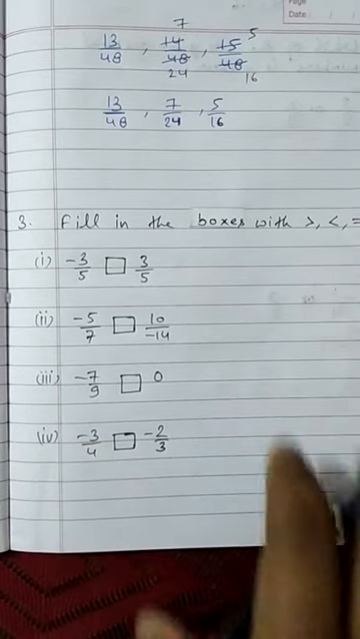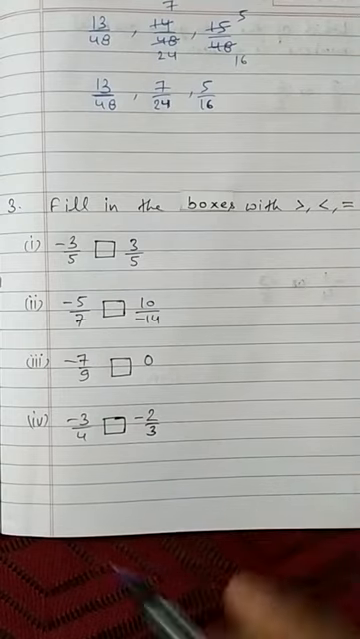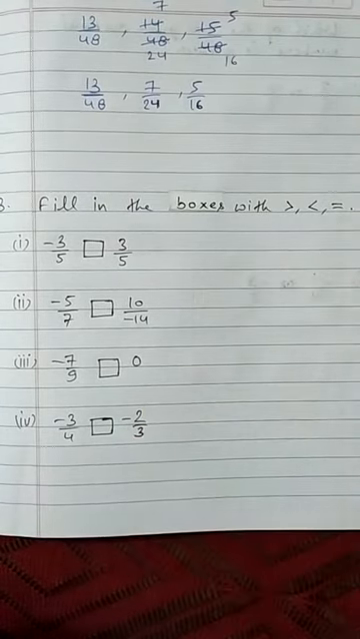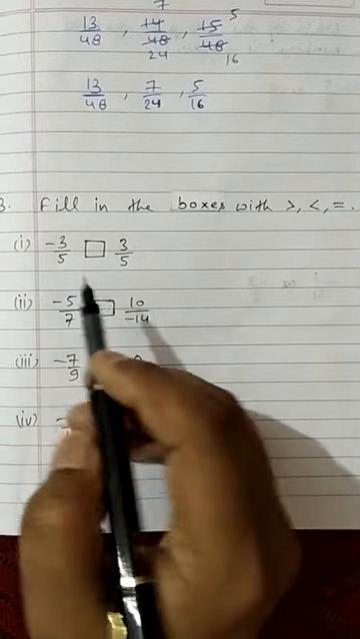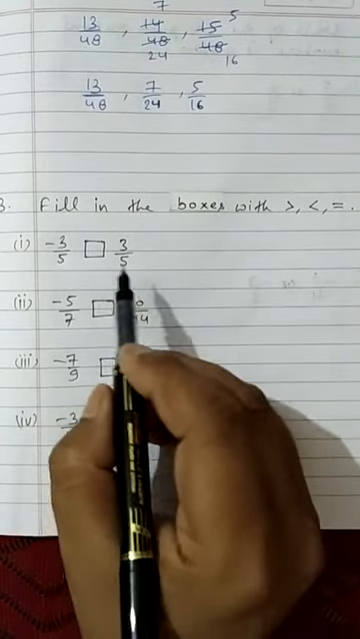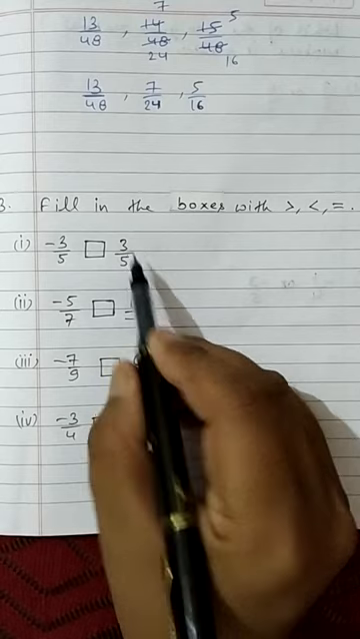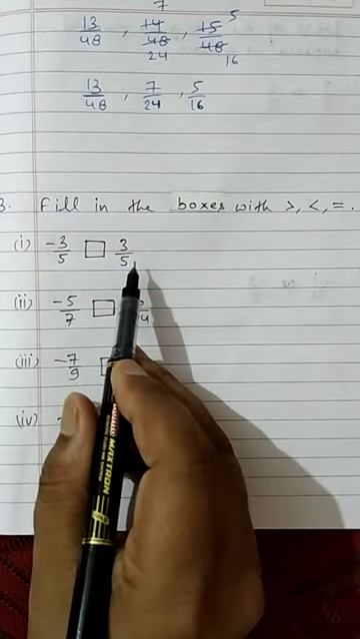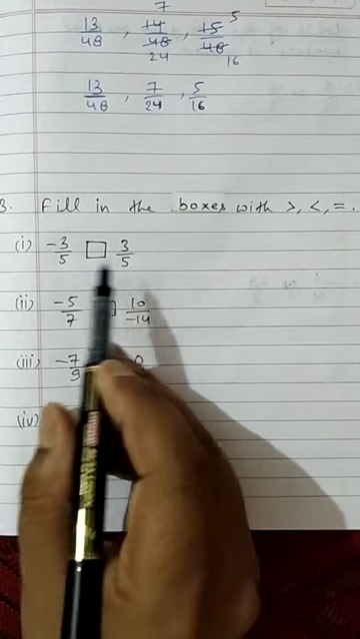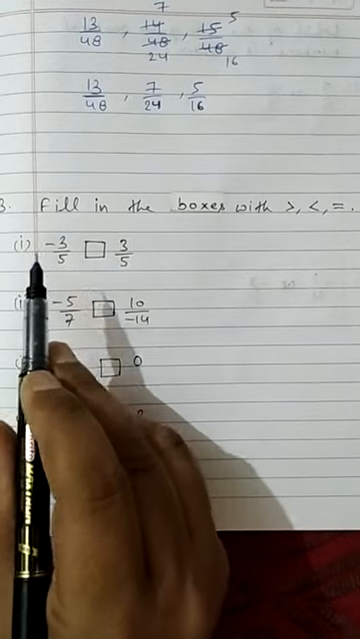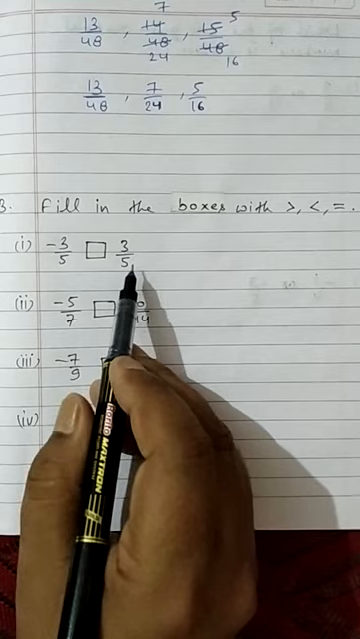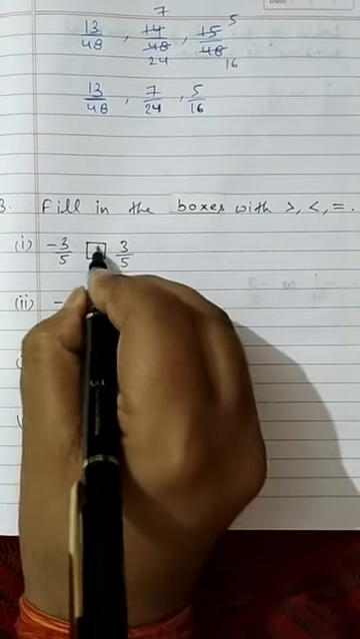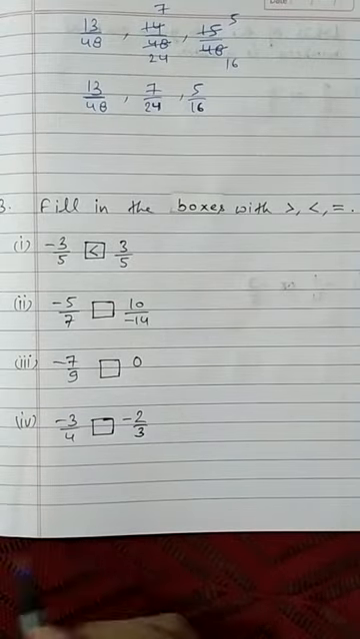Now students, third question is fill in the blanks with greater than, less than or equal sign. In first part, this is minus 3 upon 5 and this is 3 upon 5. One is a negative rational number and other is a positive rational number. Always remember that a negative rational number is always less than a positive rational number. So we'll put here less than sign.